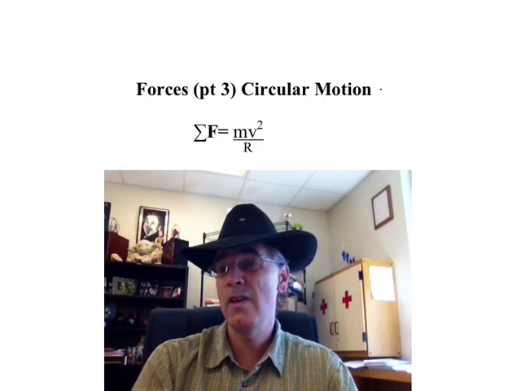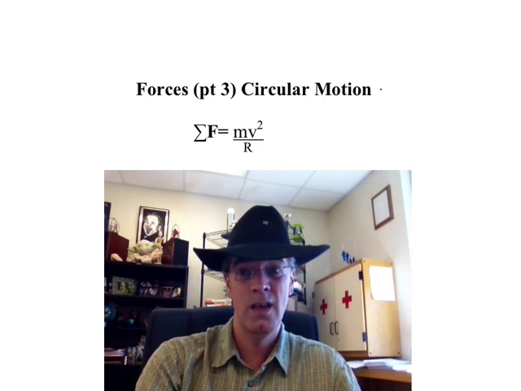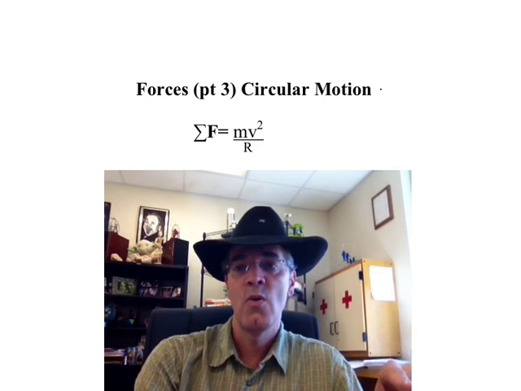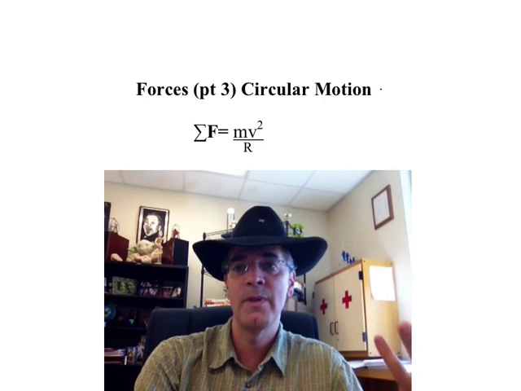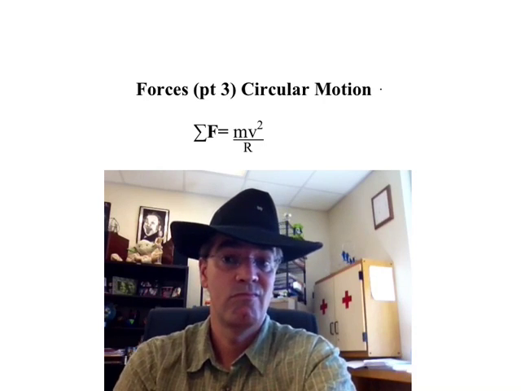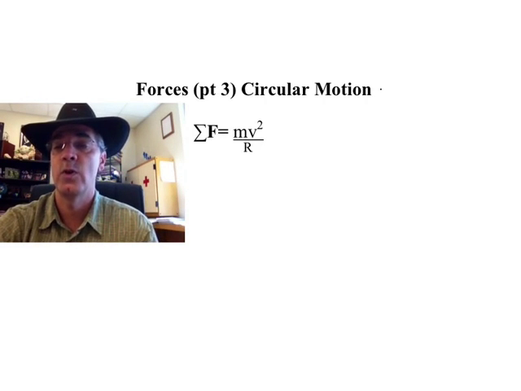And we start just the way we do all the other ones. We do a free body diagram, we figure out what the forces are. The good news is that because it's a more complicated situation with circular, we hardly ever have really complicated sigma F's, and the problems end up being a little easier. Let's do a quick example of sigma F equals mv squared over r.